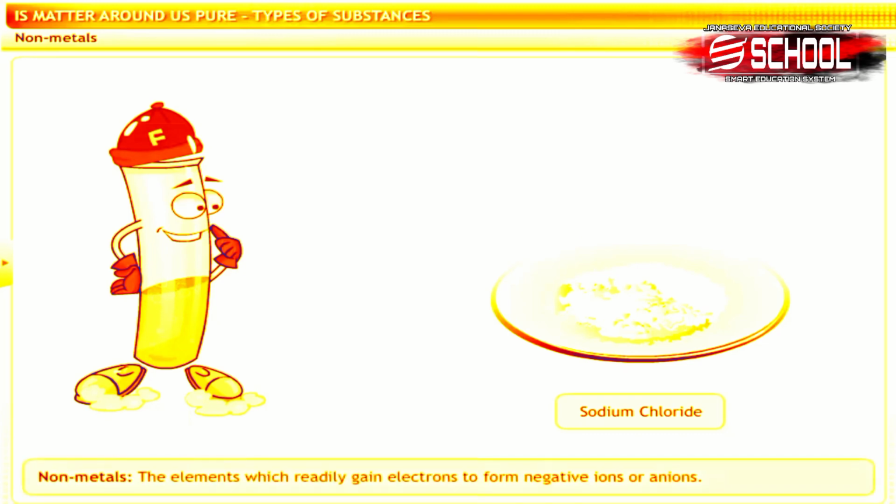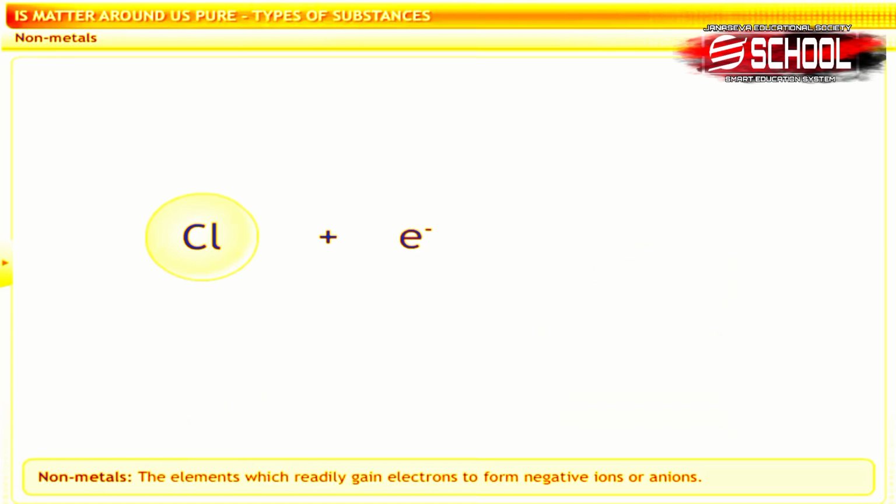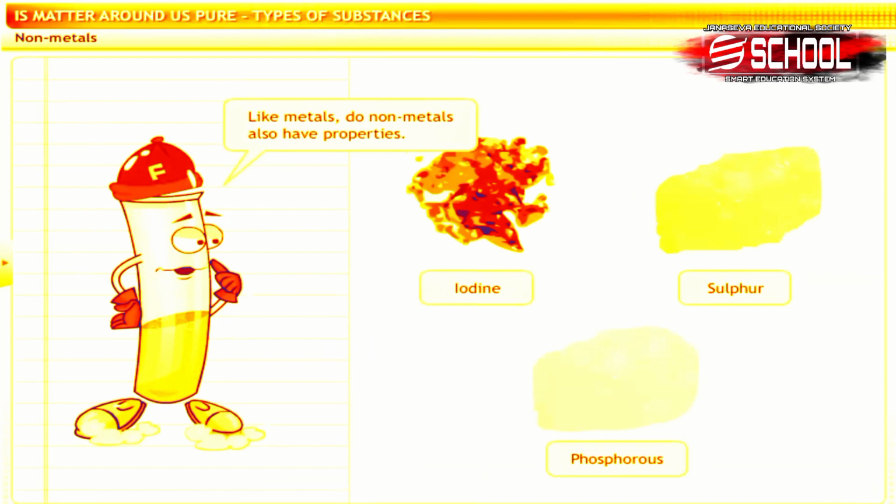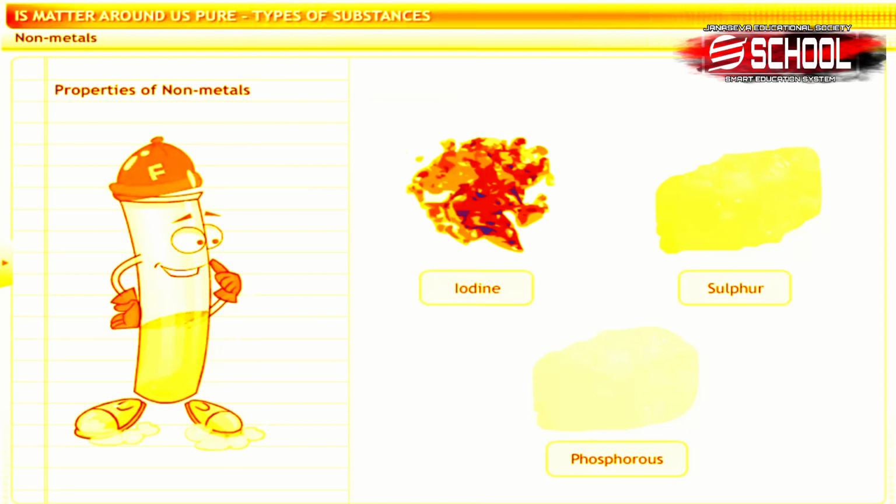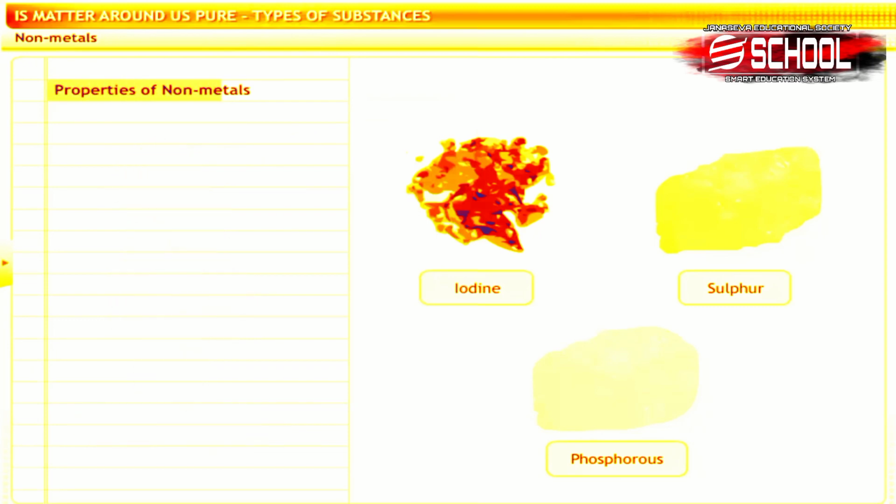Let me tell you about nonmetals. They are the elements which readily gain electrons to form negative ions or anions. For example, chlorine accepts electrons from a metal like sodium and forms a negatively charged chloride anion. Like metals, do nonmetals also have properties? Yes, of course. Let's look at some of the properties of nonmetals. Nonmetals usually show some or all of the following properties. They do not exhibit luster.